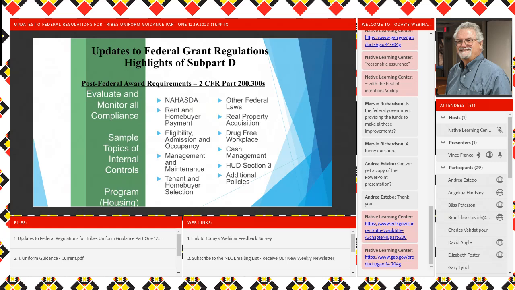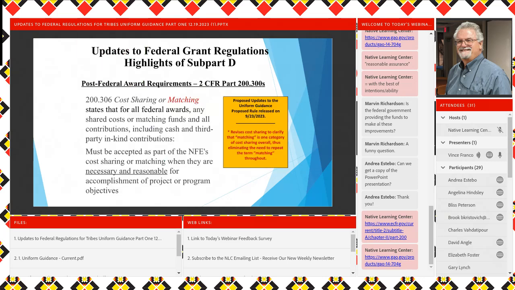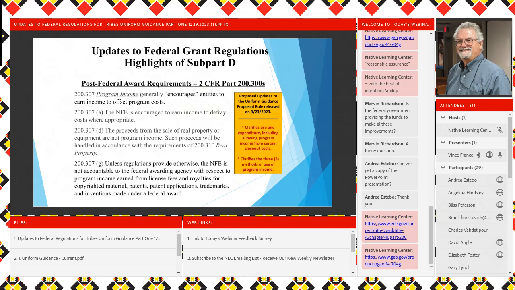Now this one tends to be more housing related. Not all of you are housing related, but you know what I mean. You've got specific agency driven policies as well as more operational type things. We talked about the cost sharing matching requirement. This is a semantics type of thing. They're trying to figure out which phrase they want to use.